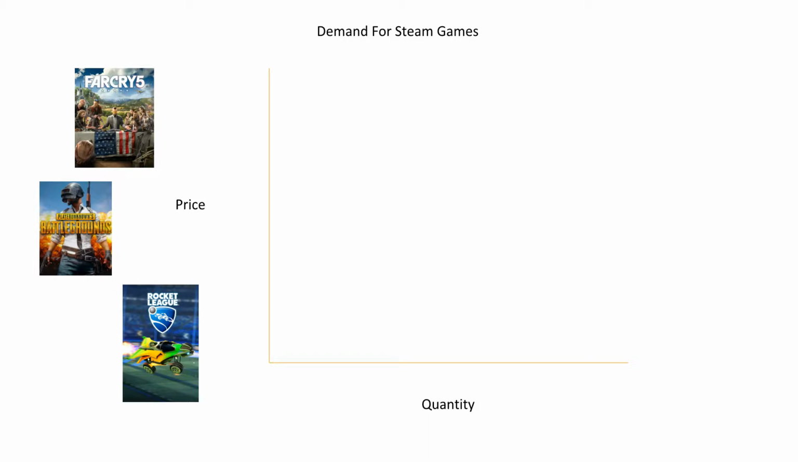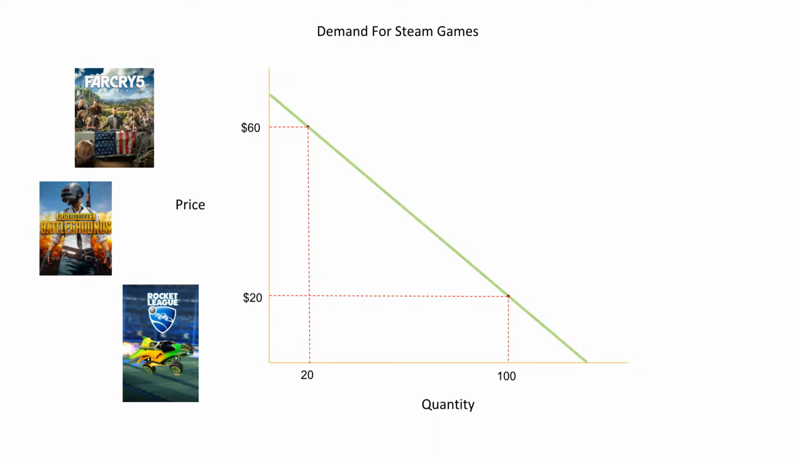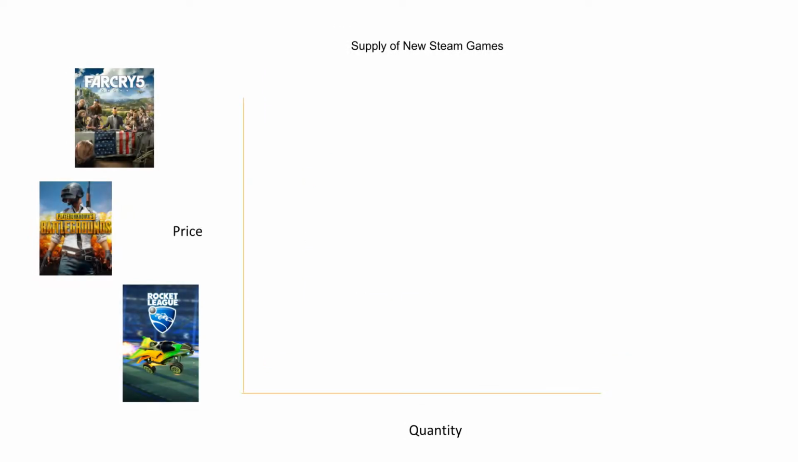We'll assume that when games on Steam cost $60, consumers will collectively purchase 20 games. If Steam were to sell their games at $20 each instead, then consumers would purchase 100 games. If we figure out how many games would be purchased at any given price, we can create our demand curve. Any change in the price of games on Steam will cause the quantity of games demanded to shift along the demand curve. What does this look like from the supply side, from Steam's side?